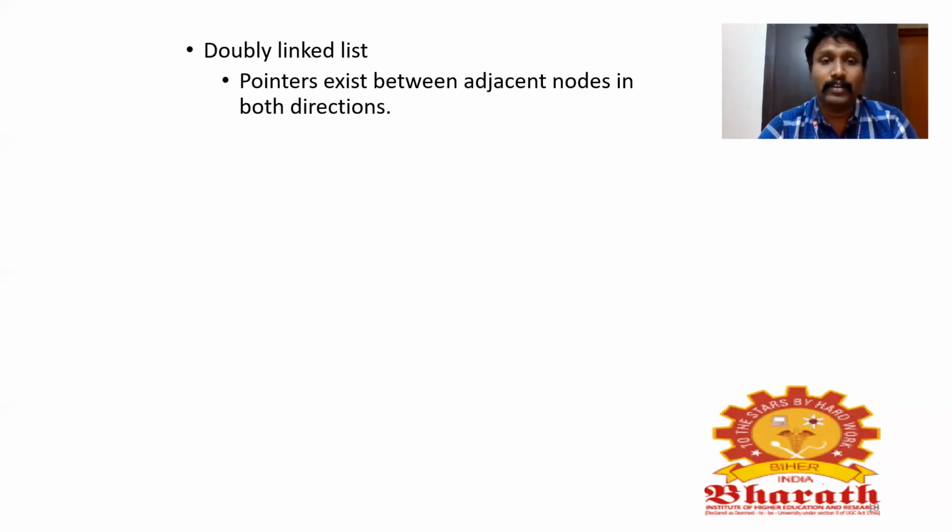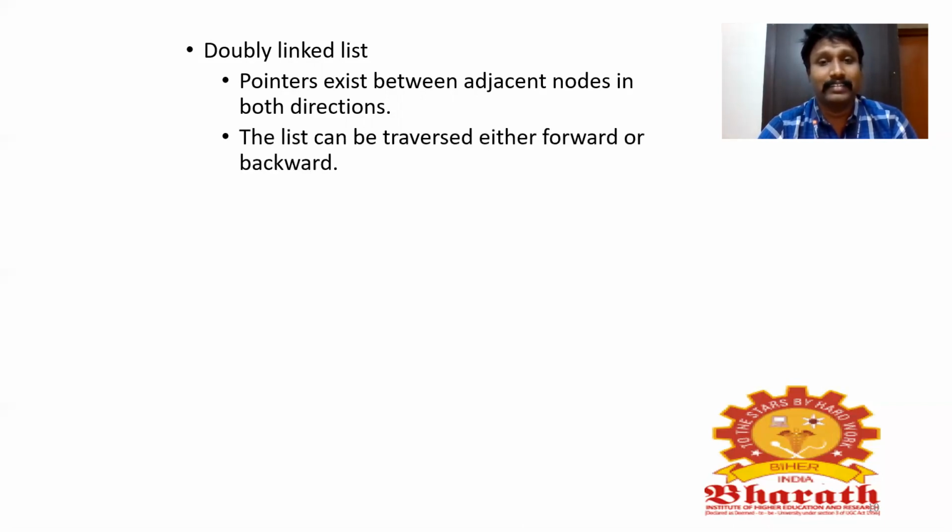And how can it be done? Only through the pointers. As I said earlier, pointers play a vital role in the linked list. What is a pointer? A pointer holds the address of the predecessor and the successor elements. So that's about the doubly linked list. In a doubly linked list, pointers exist between adjacent nodes in both directions. Two different pointers are used in a node.